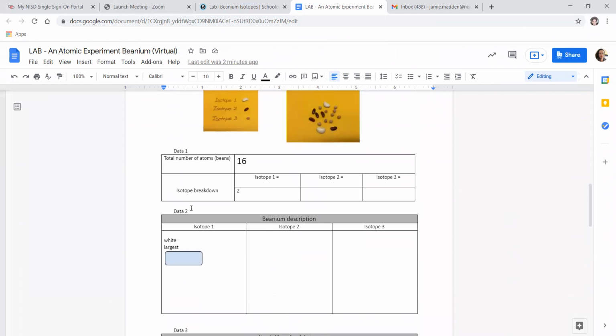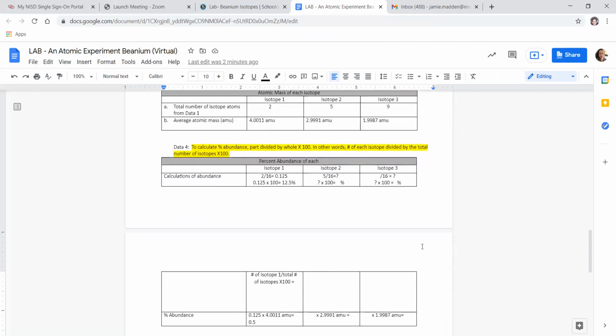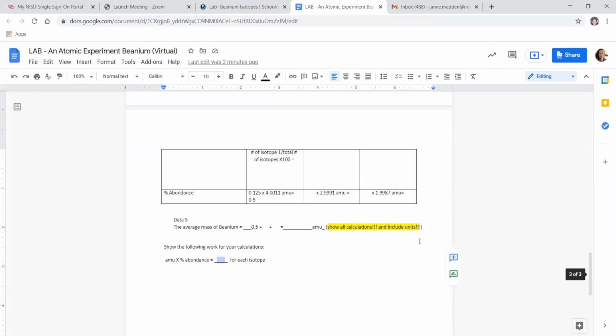Try to give me some good descriptors here in data 2 for your isotope 2 and 3. Make sure that your calculations are correct, and you're done with your first lab.